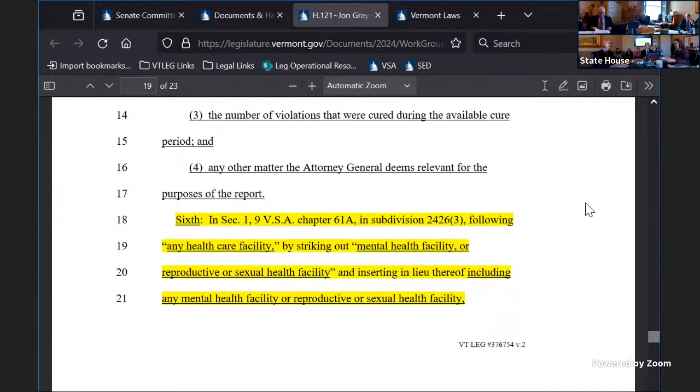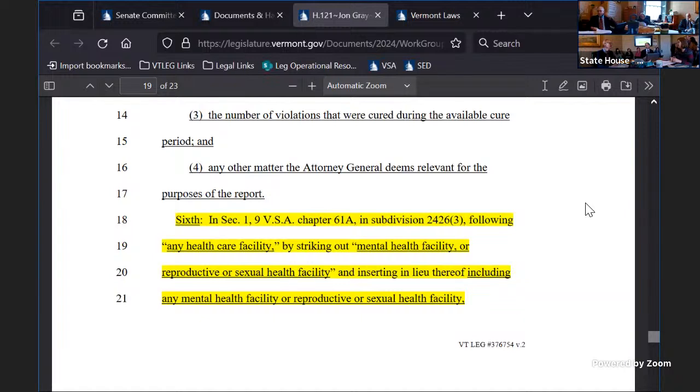The reason you don't see it here is because that's in the underlying language. So the sole change being made to this section is a cleanup change to call out that mental health facilities and reproductive or sexual health facilities are included in healthcare facilities. Otherwise, what we received from Senate Economic Development remains the same. It's purely cleanup. So can you read to me the things that are allowed for geofencing then?